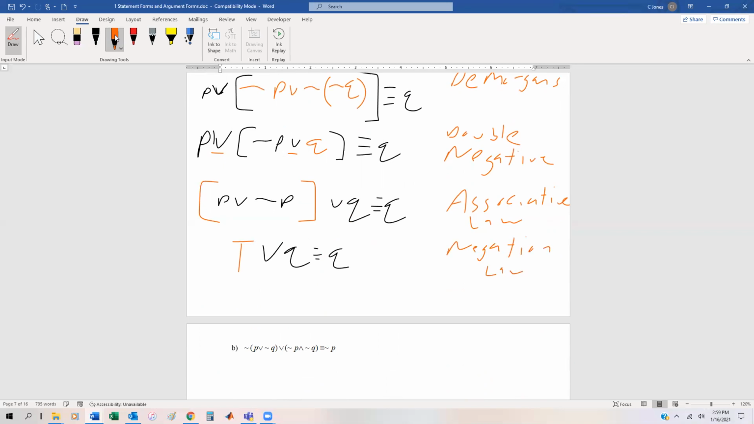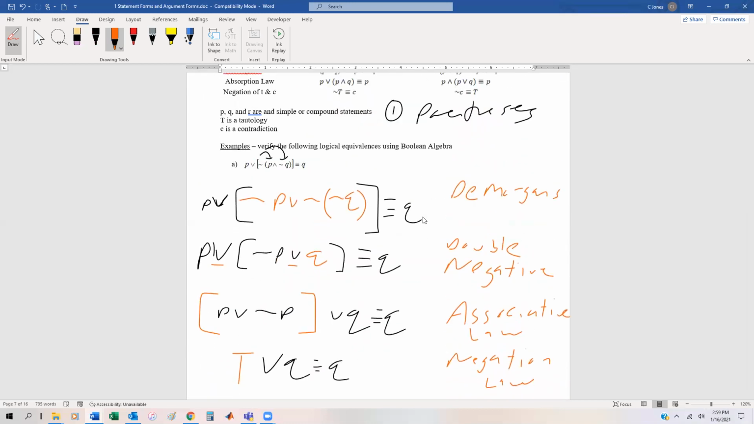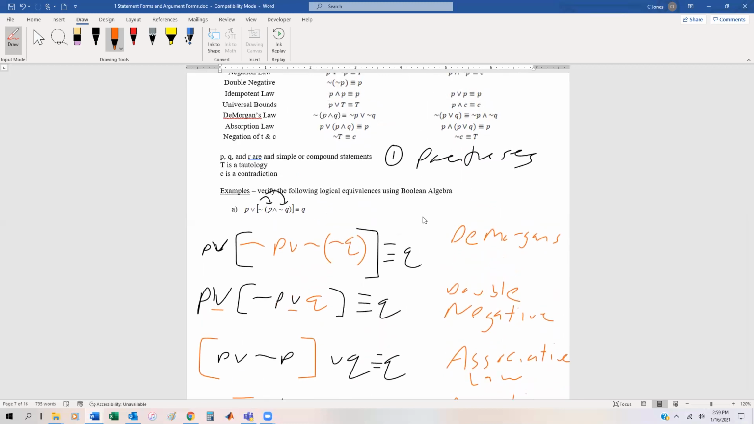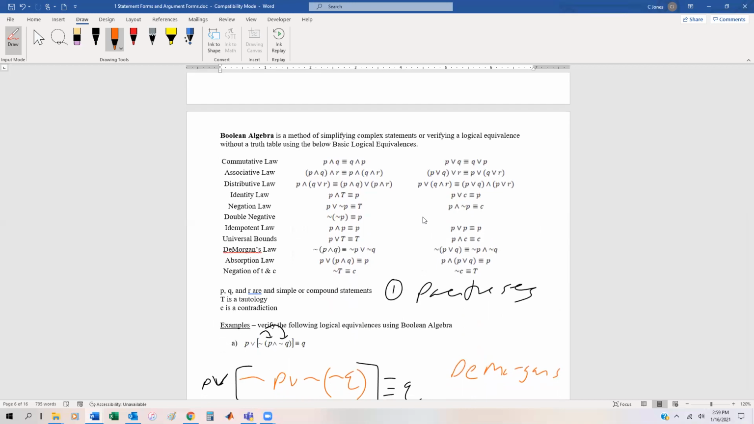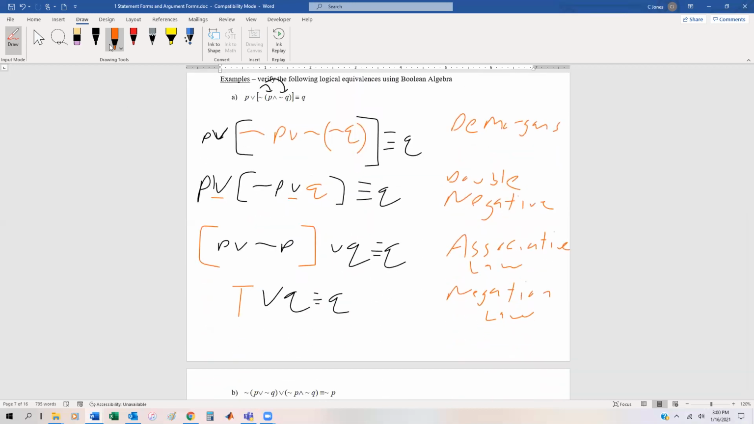And then finally, the last one that we have: tautology or Q is equal to Q. Notice that right here, where we have a tautology or something, by the universal bounds law, that's going to be equal to a tautology. So that means this ends up being tautology is equal to Q. And that's by our universal bounds.